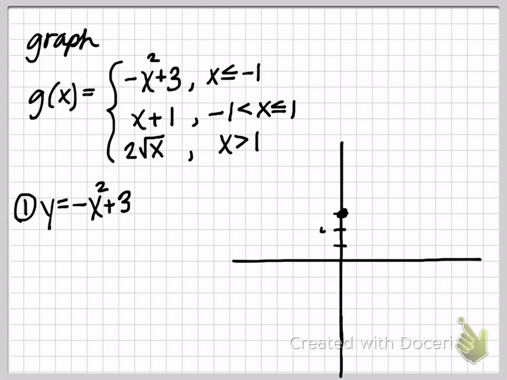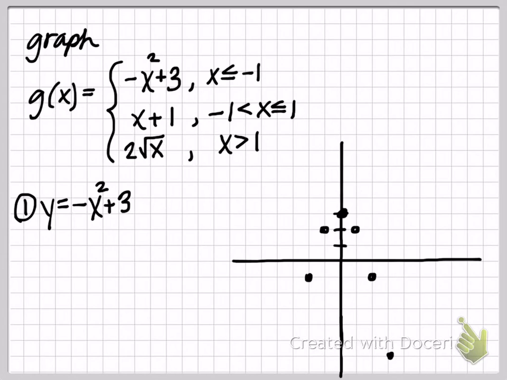So from that vertex, we should go left 1, down 1, and right 1, down 1. And then from the vertex, right 2, down 4, left 2, down 4. And it looks like we have room to continue right 3, and then down 9, because that would be 3 squared.